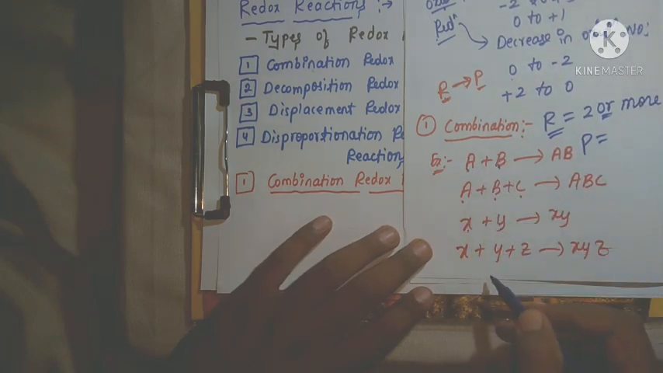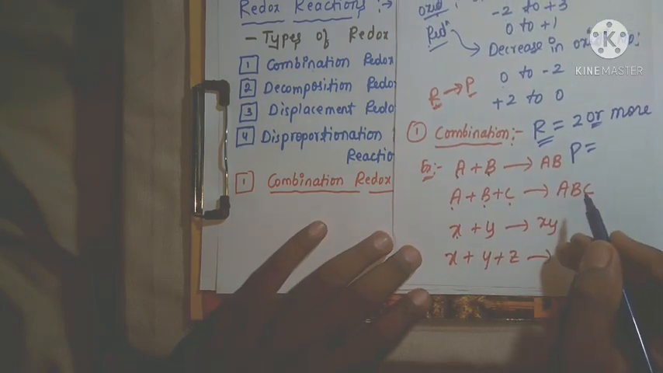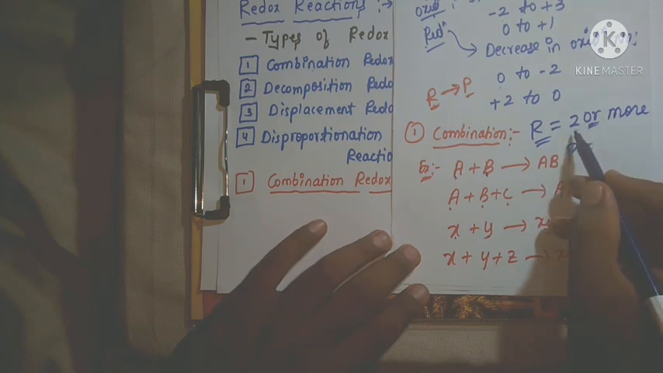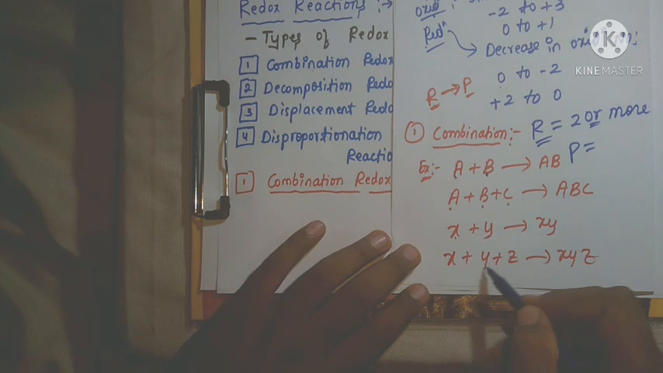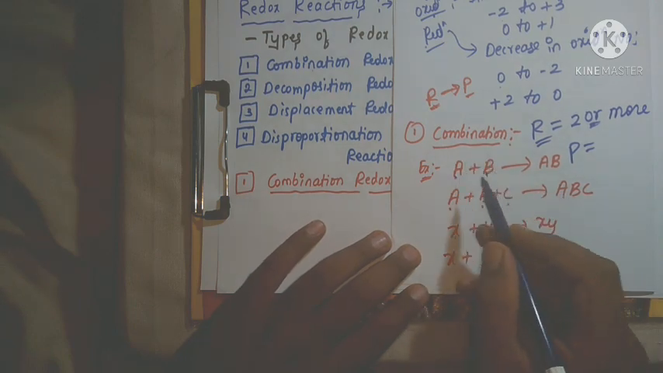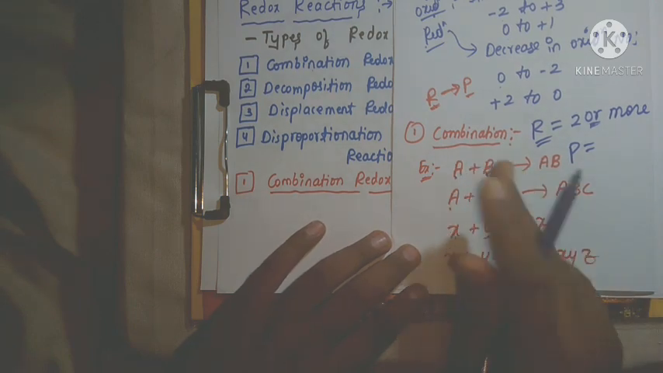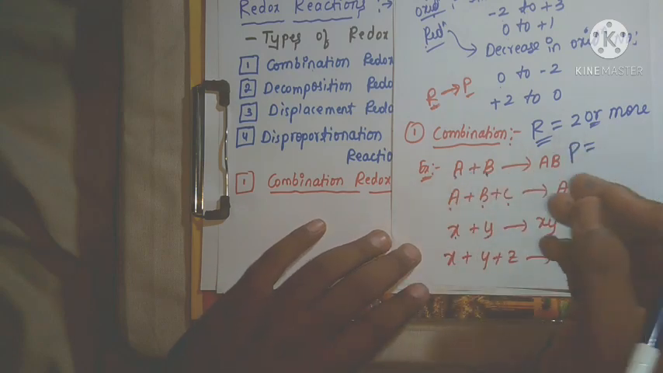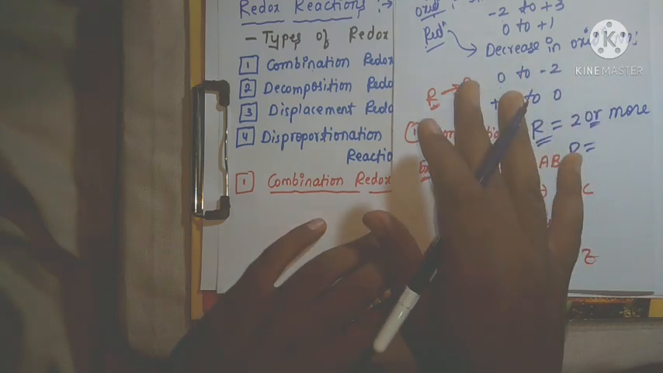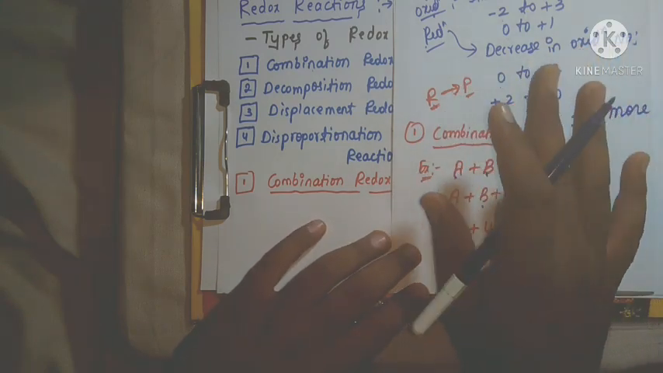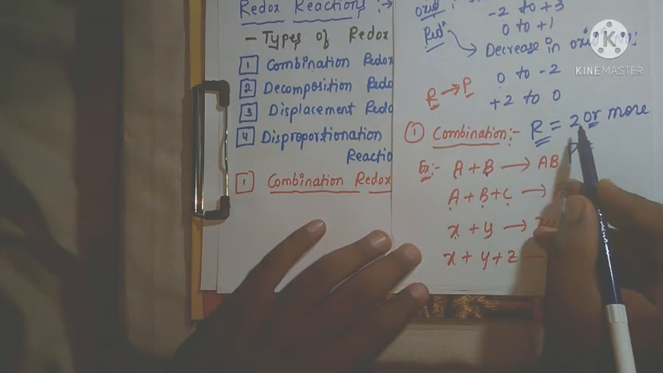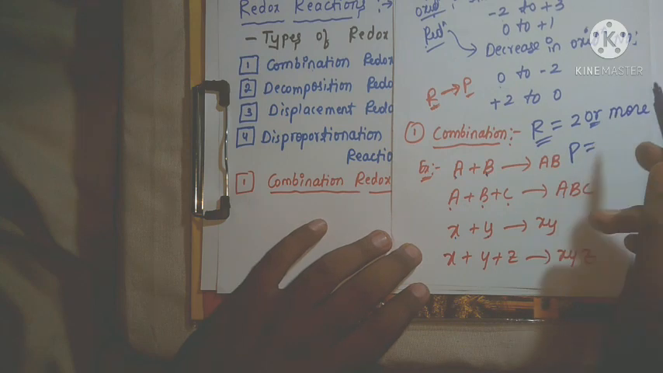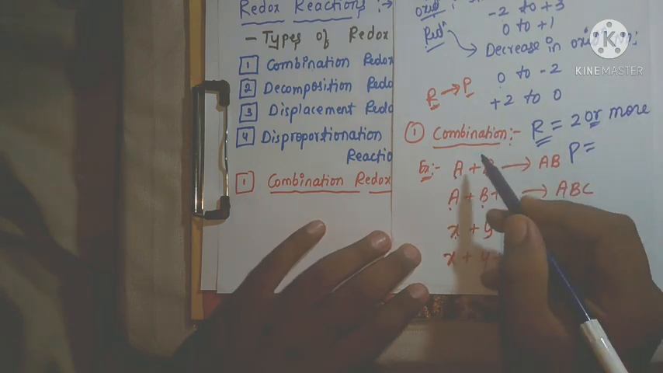In all combination reactions, if you count the number of reactants, you will get minimum 2 or more than 2. Means 2 or more reactants should be there in the combination reactions. If you take only one reactant, that is not a combination reaction. One element itself does not combine, correct? It has to combine with another element, right? Therefore minimum 2 reactants or more than 2 reactants are required for the combination reaction.